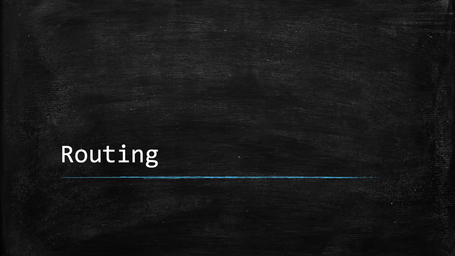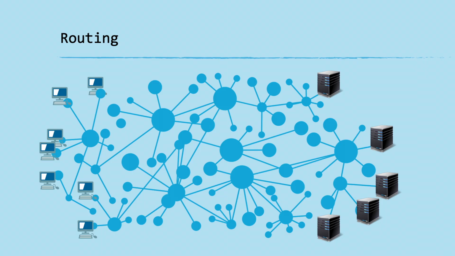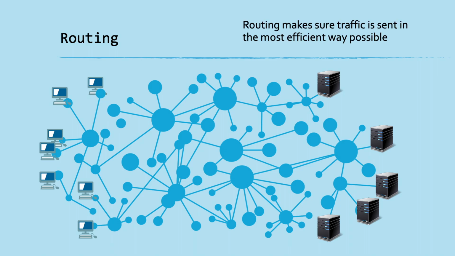Now let's talk about routing. Routing is how data is transferred over a network. Routing makes sure traffic is sent in the most efficient way possible, and there are different ways to measure this. Now we can get into math and networking and science. This can get very, very complicated, but we're going to keep it very high level for this. Most people don't need to know any more than what we're going to be covering here today.